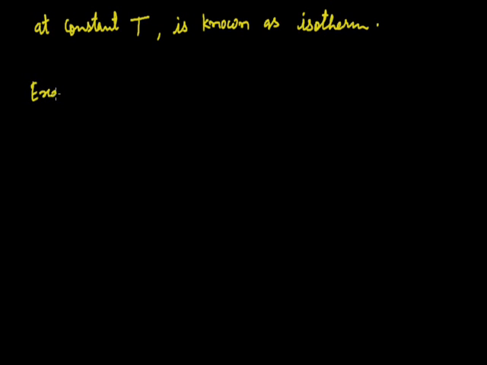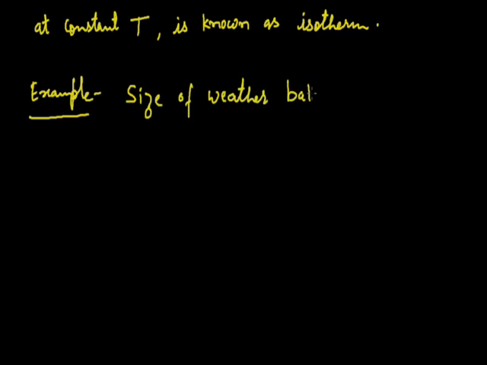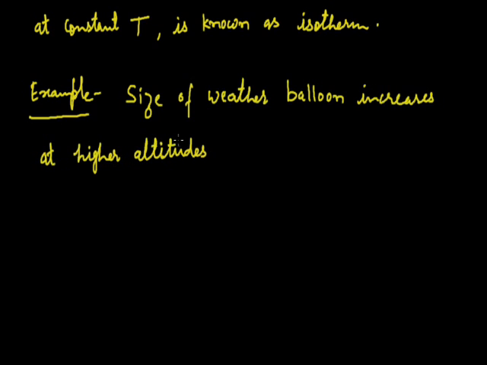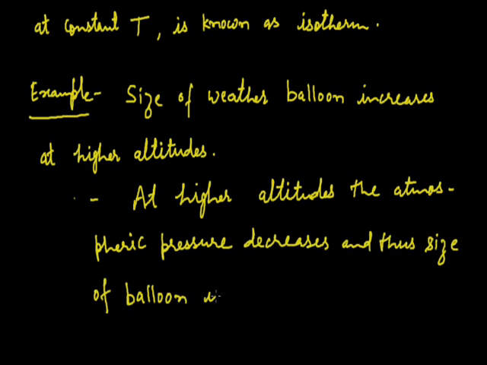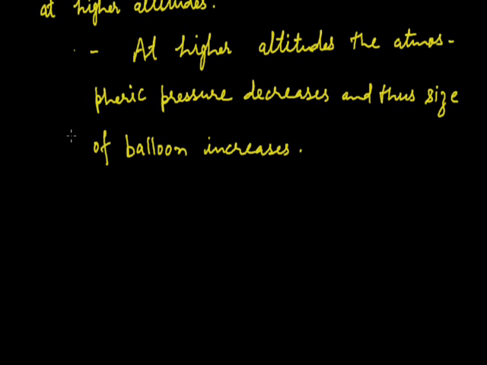Example: the size of a weather balloon keeps on becoming larger as it rises to higher altitude because at higher altitude the external pressure, that is atmospheric pressure on the balloon, goes on decreasing and the size of the balloon increases. Now we'll discuss some questions on Boyle's law equation.